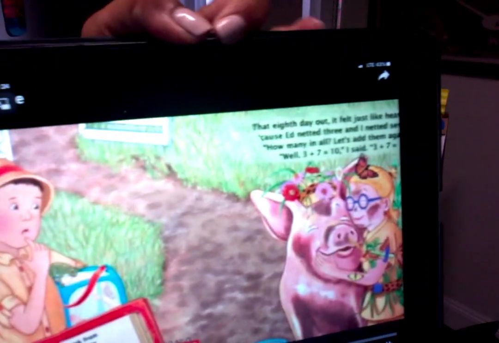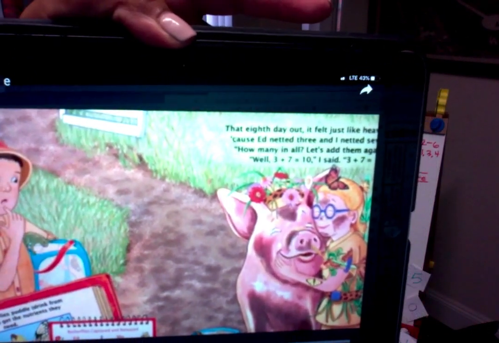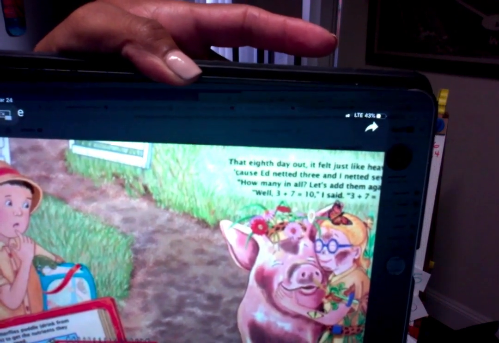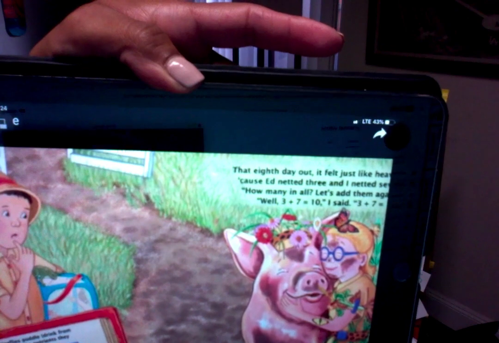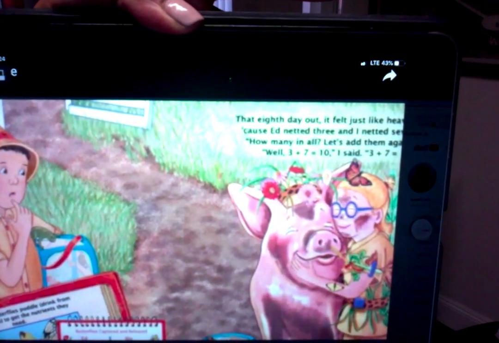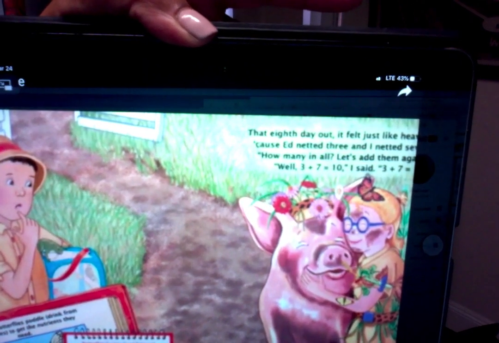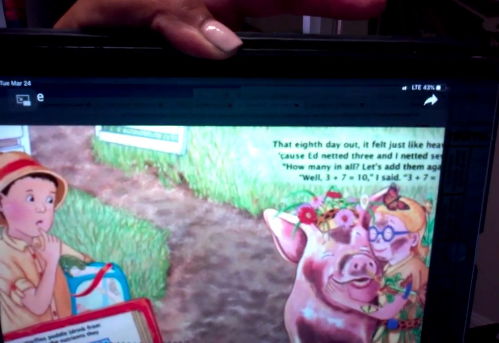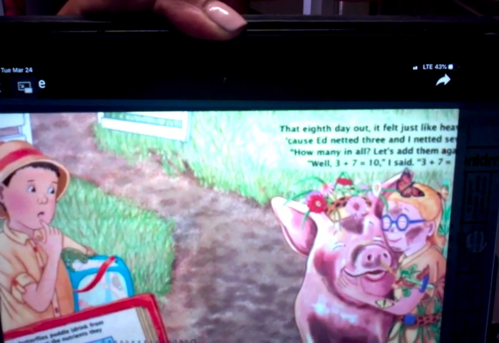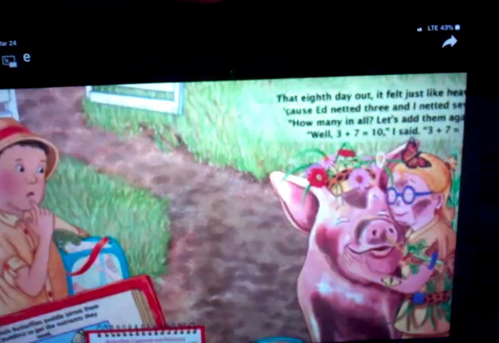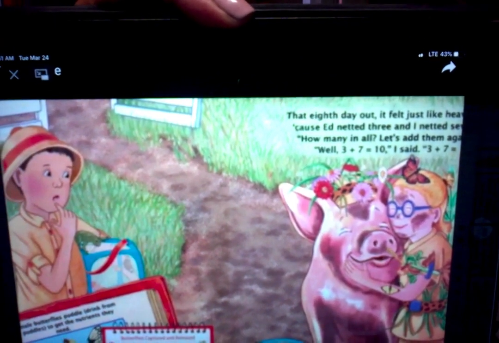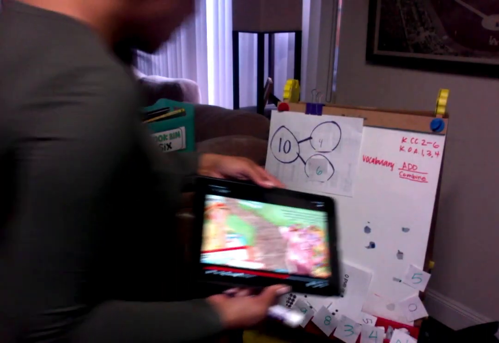The 8th day, it felt just like heaven because Ed netted 3 and I netted 7. How many in all? Let's add them again. Well, 3 plus 7 is 10, I said. 3 and 7 make 10. Oh, she's becoming lucky. How many did she get? 7. And how many did Ed get this time? 3. So Ed got 3.